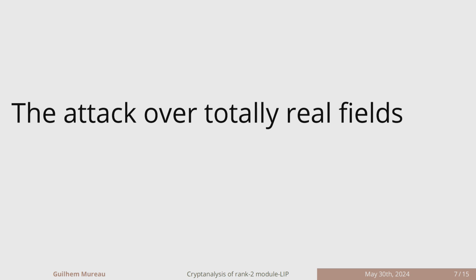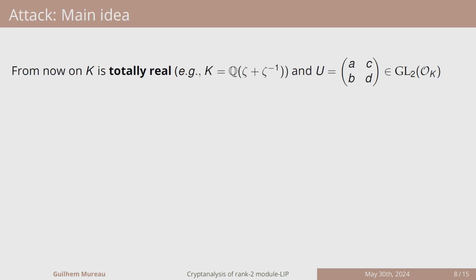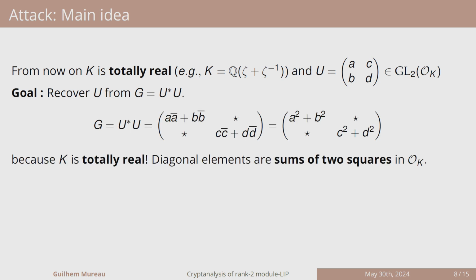So now let me present to you the algebraic attack in the case of a totally real field. From now on, I suppose K is totally real. The most interesting example is the maximal totally real subfield of a cyclotomic field, so fields of the form Q(zeta plus zeta minus 1). And let me take a secret basis U with coefficients in OK. So I recall that the goal is to recover U from its Gram matrix.